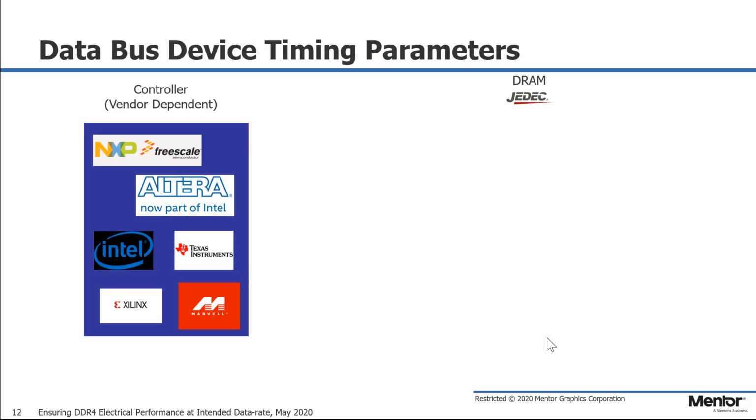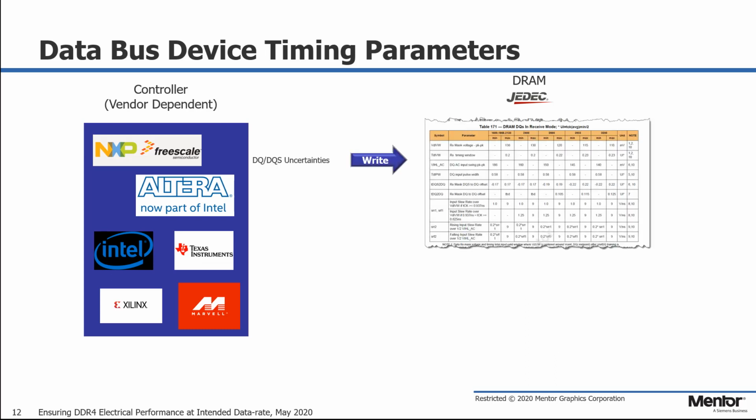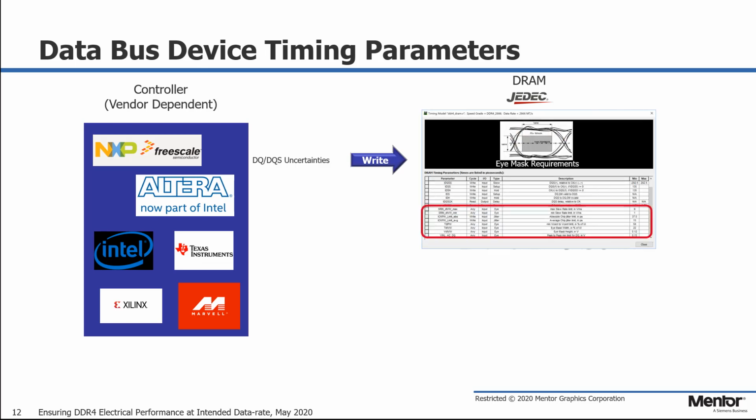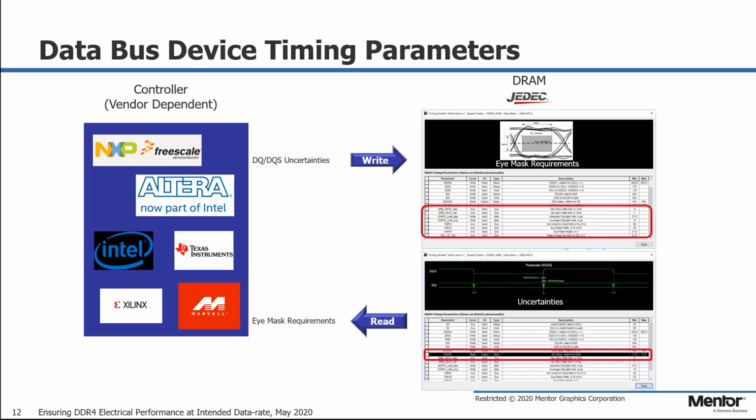Now let's talk about timing parameters needed for the data bus for write and read cycles. For the write cycle, JEDEC specifies the requirements at the DRAM. HyperLynx provides the JEDEC compliant files, but the controller needs to specify the uncertainties between the DQ and DQS. For the read, JEDEC provides the uncertainties, but the IMAS requirements have to come from the controller vendor.